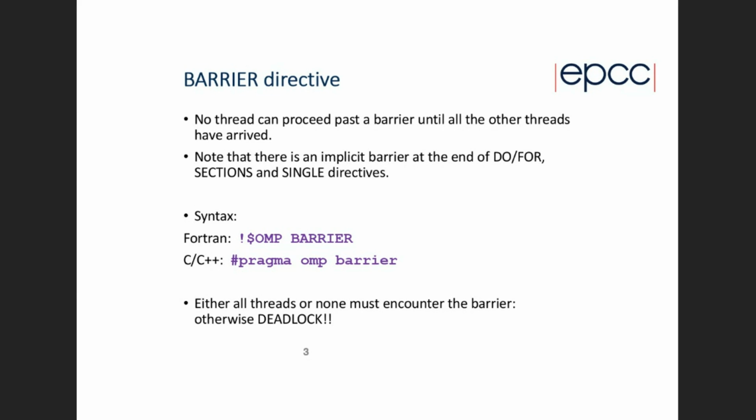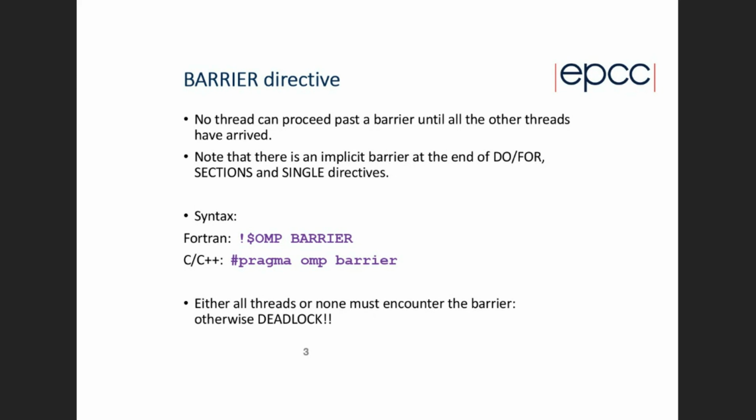The syntax is very straightforward. It's just the barrier directive. There is no associated block of code with this one. And something we might need to take care of is that if we have some complicated control flow inside our parallel region, we need to make sure that either all threads or none of them encounter the barrier. Otherwise, that will result in deadlock, because if some strict subset of threads get to the barrier, they will wait forever, waiting for the ones that never get there.